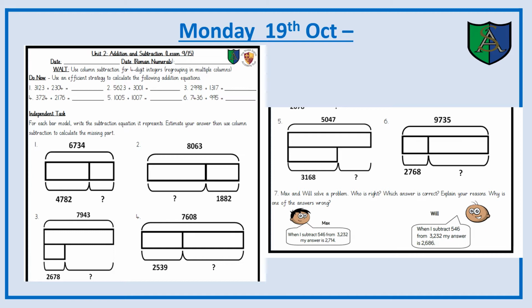For question 7, Max and Will are solving a problem. Who is right? Which answer is correct? Explain your reasons. Why is one of the answers wrong? Max says, when I subtract 546 from 3,232, my answer is 2,714. Will says, when I subtract 546 from 3,232, my answer is 2,686.